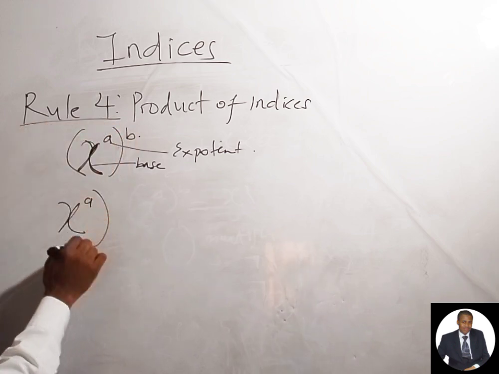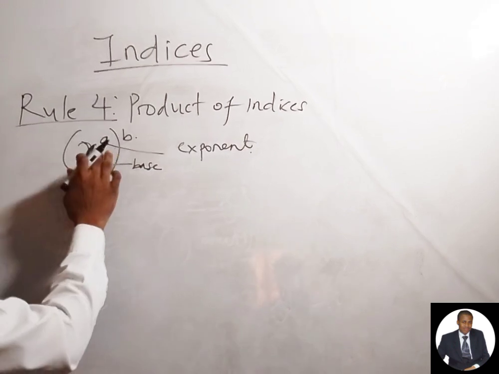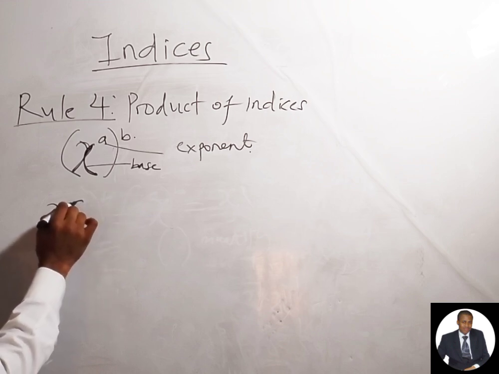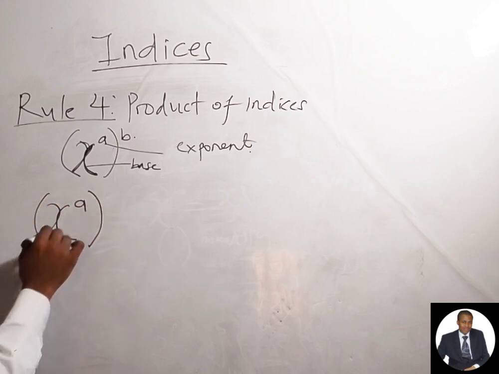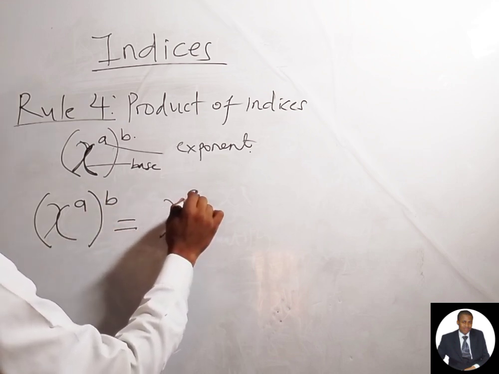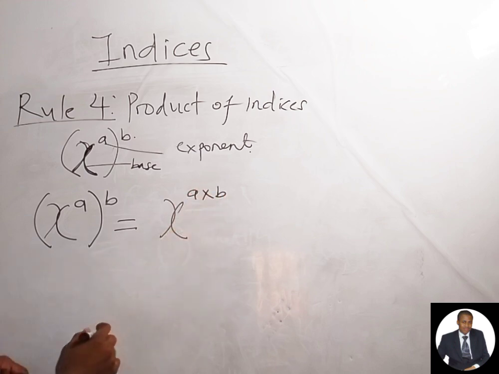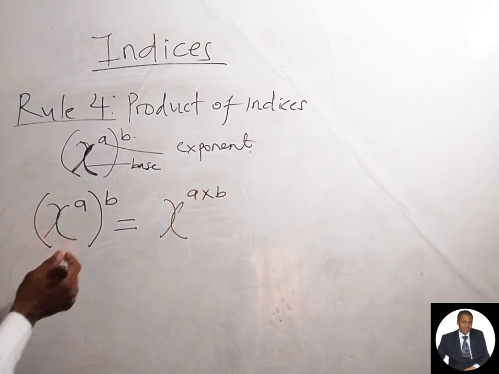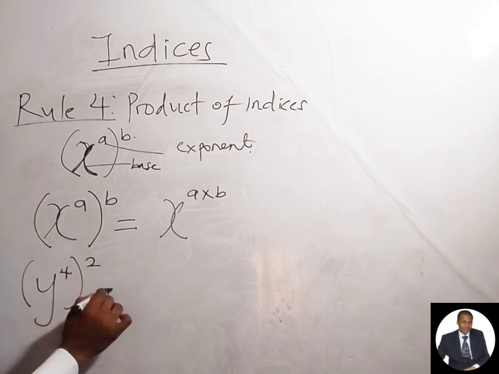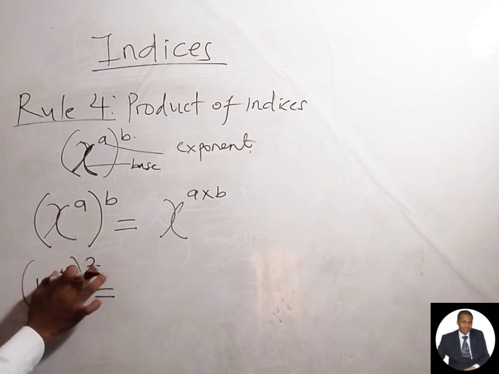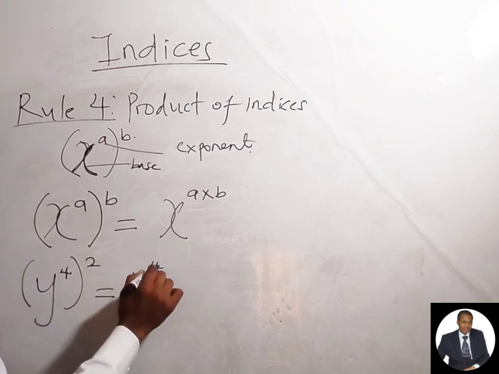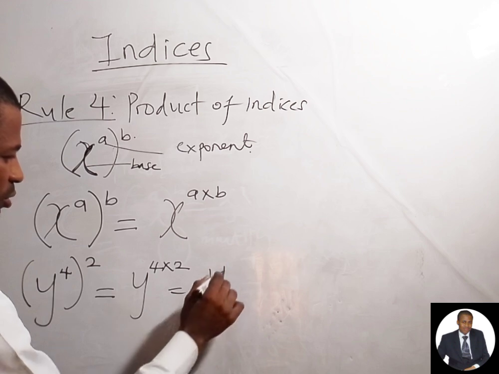x^a into b, exponent. So what does it mean? A base raised to an exponent of a into bracket b. What does this mean? x^a then times b. That is what this is telling us. For instance, if we have y raised to power 4 and then into bracket 2, this y, multiply this 2, multiply everything in the bracket. y^4 times 2, that's y raised to power 8.